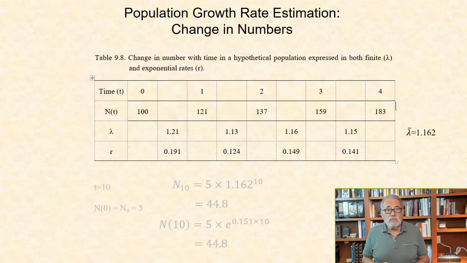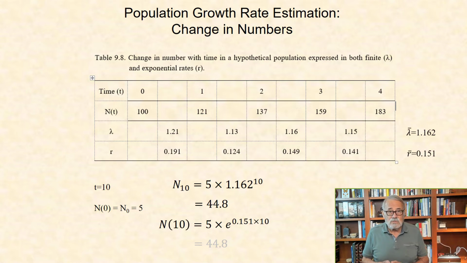The geometric mean of these four lambda values equals 1.162, and the arithmetic mean for the little r values is 0.151. Using time t equal to 10 and the initial number equal to 5 individuals, the discrete model yields the product of the initial number 5 and 1.162 raised to the 10th power, the value of which equals 44.8. Computations in the continuous model using little r equals 0.151 yields the same result.